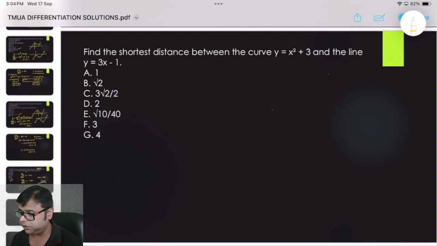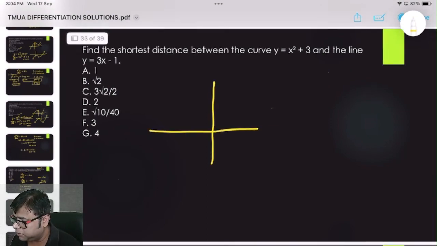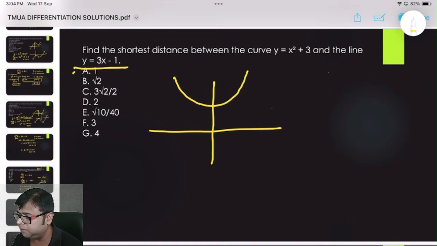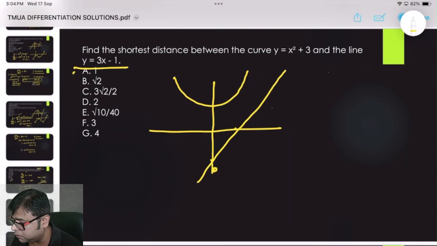Okay, let's move on to this question now. It says find the shortest distance between the curve y is equal to x squared plus 3 and the line y equal to 3x minus 1. Now, just to make you visualize, I'm drawing the curve. So I know the x square plus 3 curve will be like this. And if I plot this line, for x 0, y is minus 1, and for y 0, x is 1 by 3. So the line looks like this. So this is what they're asking, the perpendicular distance.